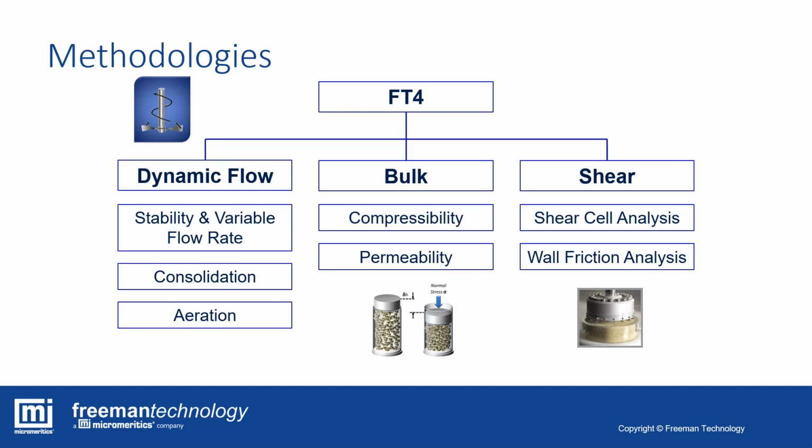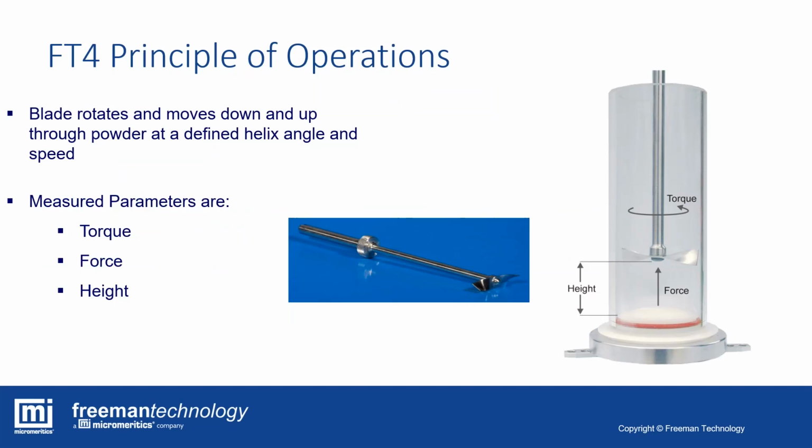Within the dynamic flow properties, one test, the stability and variable flow rate, can characterize the powder under a wide range of different parameters, such as specific energy, flow rate sensitivity, and its basic flowability. The main operating principle for the FT4 is for the blade to rotate at a defined helix angle, meaning that it is spinning at a defined rotational speed and moving axially at a defined speed. While it's making this helical traversal, the FT4 will measure and record 3 main parameters, being the torque, the force, and the height of the blade within the sample.